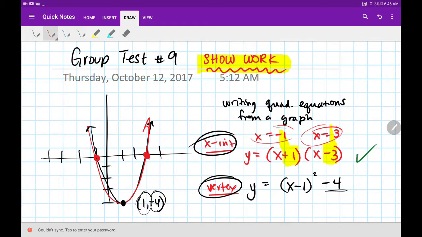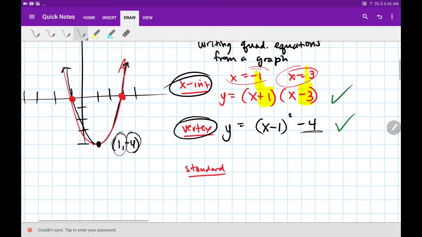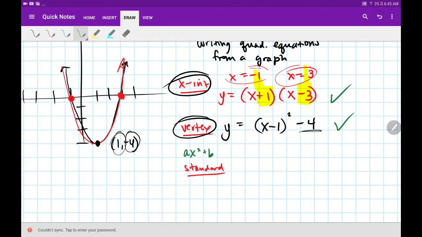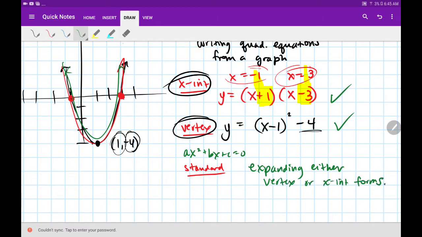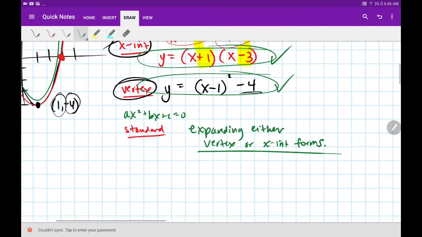And then in the last step, you just have to determine whether it's plus or minus out here. Since it's facing up, I'm going to leave it as positive. So I'm done. These are the easiest ones. Now standard form is the one that looks like this. There's just no way to look at the graph and come up with standard form. You have to get standard form by expanding either your vertex or x-intercept forms. In fact, if you're doing it right, if you expand both, you should get the same thing. So I'm going to show both of them.